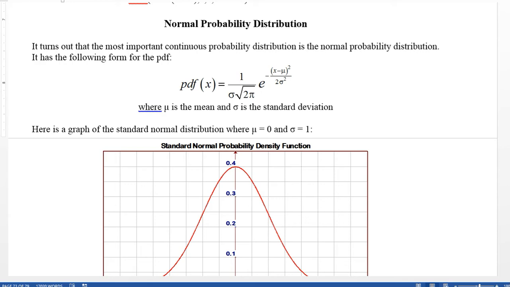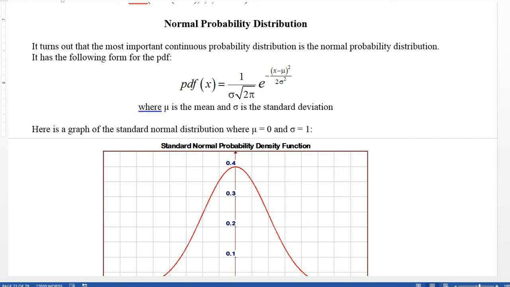Now, mu and sigma are specific numbers, and they are what they sound like they are. Mu is the mean of the distribution, and sigma is the standard deviation. If you were to change mu, you'd be taking this graph of this PDF and just sliding it horizontally. So it'd be a horizontal translation, changing the center or mean of the distribution.